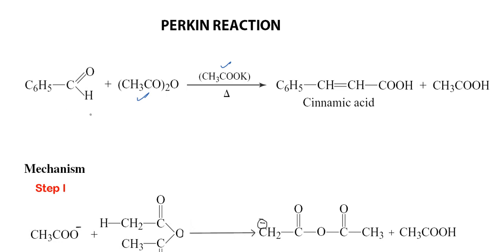In the Perkin reaction also, we have to remember that one of the reactants, that is the aromatic aldehyde, does not contain any alpha hydrogen atom, but in this we are using an acid anhydride. So it is very close to benzoin condensation. There, two benzaldehyde molecules condensed in the presence of KCN and the CN minus ion, but here one benzaldehyde reacts with an acid anhydride in the presence of a weak base.